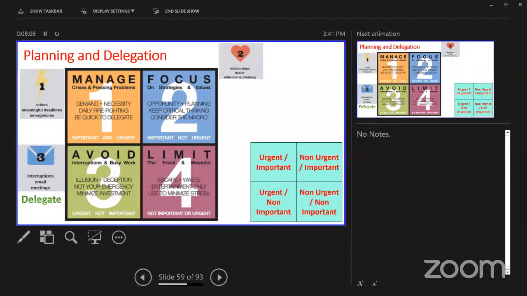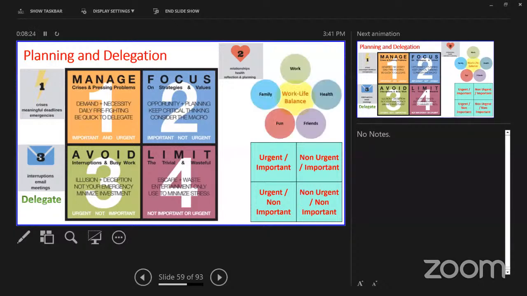Then there are certain non-urgent but important things, like meeting your spouse or girlfriend or boyfriend or your mother, father, parents. There are relationships, so you need to set aside time for that. You need to have work-life balance. All these things come under non-urgent. They are not urgent, but they are important things in your life, like work-life balance, relationships, and health. So for that, you need to set aside time.